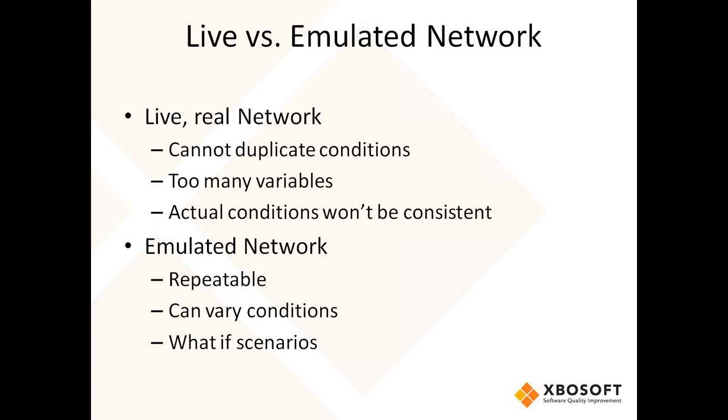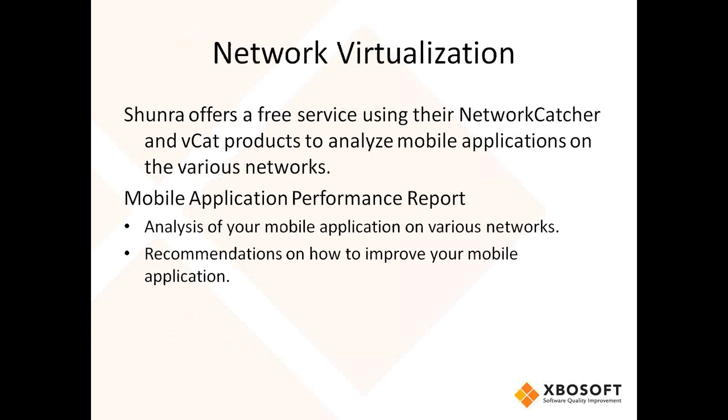So let's take a look at some of these tools that we just mentioned and actually use them. We're going to look at Shunra, which offers a free service using the network catcher and VCAT products, and we'll analyze a mobile application on several networks. We're actually going to look at 4 different websites. They have what's called an application performance report, and we'll use that to analyze the application. It also has recommendations on how to improve the mobile application.